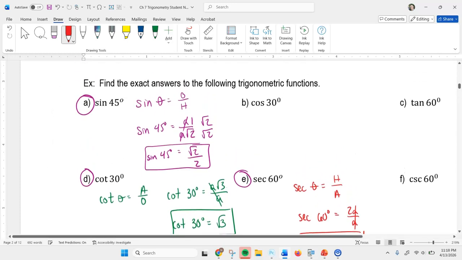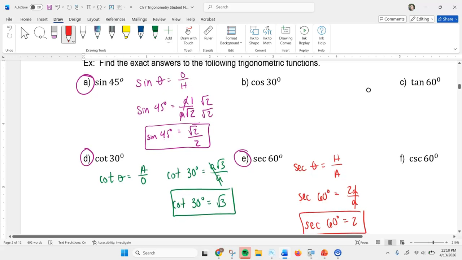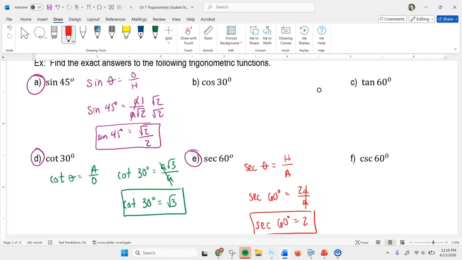So what I want you guys to do is do the same thing now to find the values for B, C, and F. Again, doing this without a calculator, just referencing and using those top two special right triangles. So go ahead, pause the video, and hit play when you're ready to check your answers.